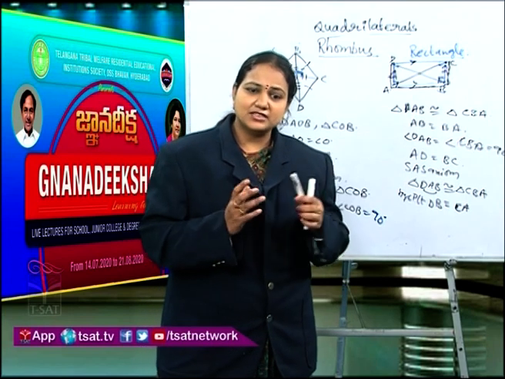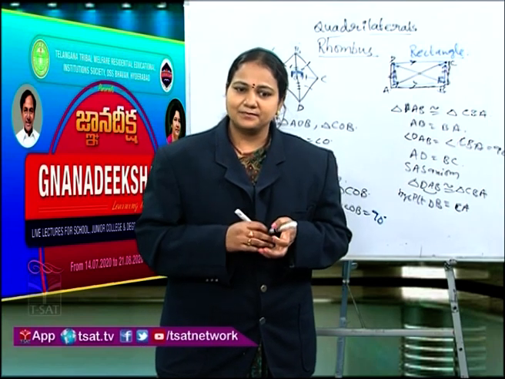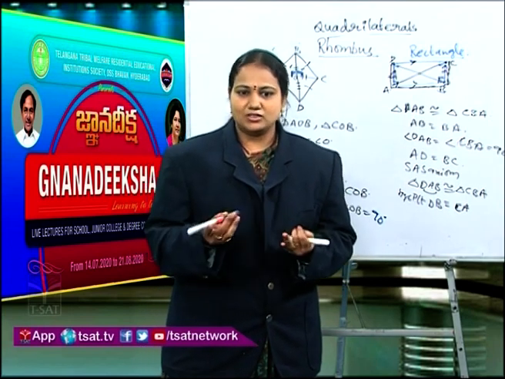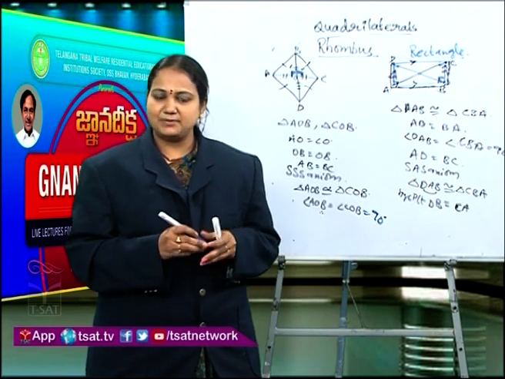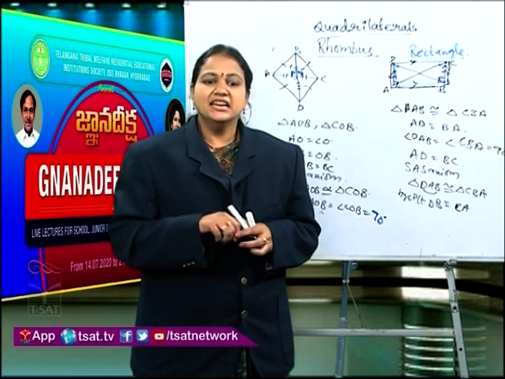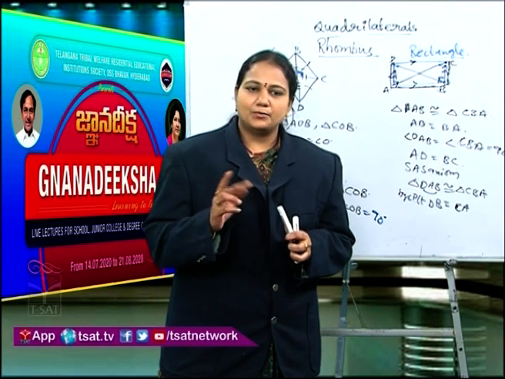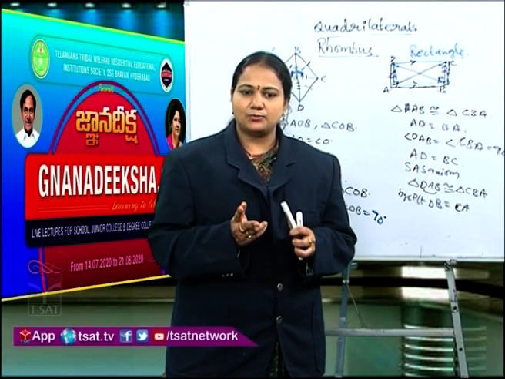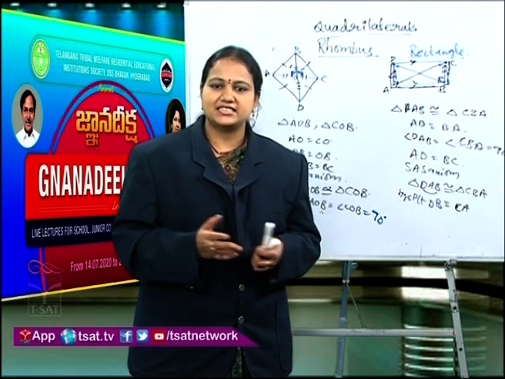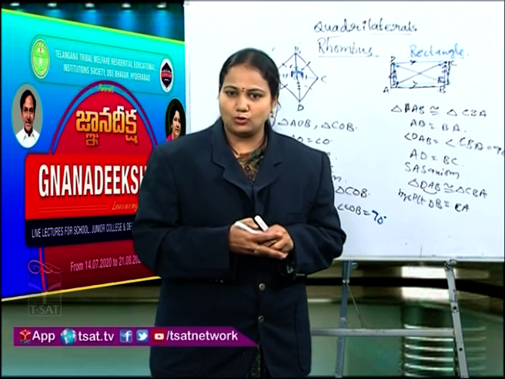From this, can you say which are cyclic quadrilaterals? Square and rectangle, because the sum of the opposite angles is 90 plus 90, 180 degrees. So in any quadrilateral, if the sum of the opposite angles is 180 degrees, then we can say that it is a cyclic quadrilateral.